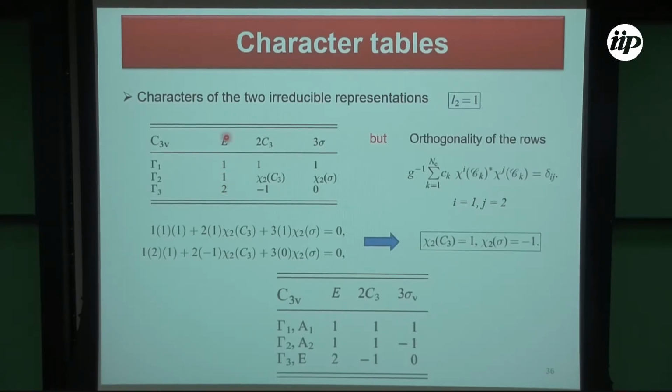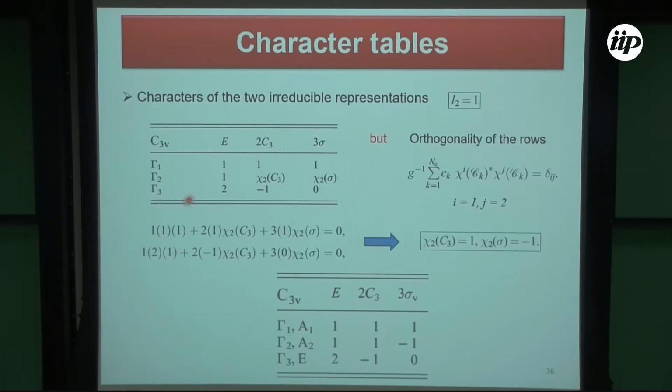I have 1 times 2 times 1 here. Then I have 2 times -1 times this number. Then I have 3 times 0 times this number here. Equals 0. So I have a system now, and I have 2 numbers here, and I have 2 equations. Then with these relations, I get to the conclusion that the character of the C3 is 1, and the character of the mirror is just -1.